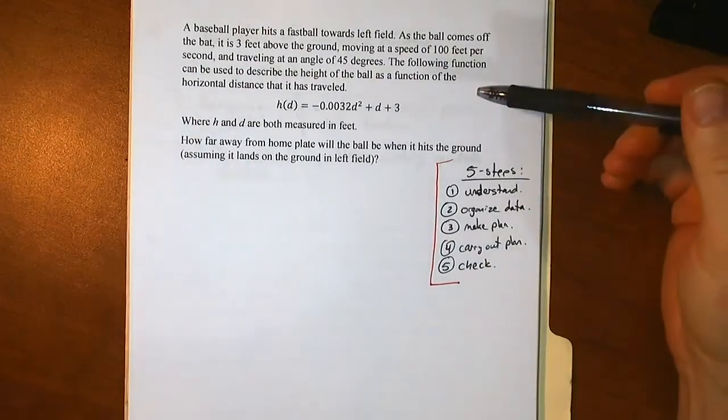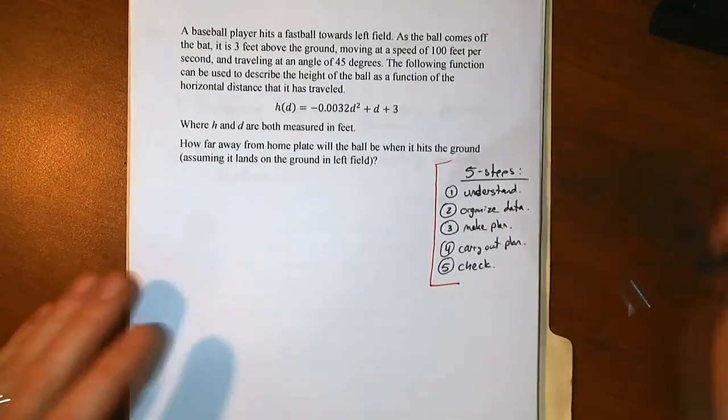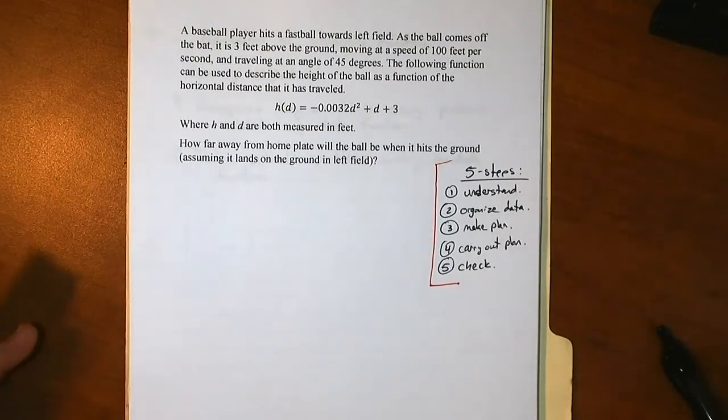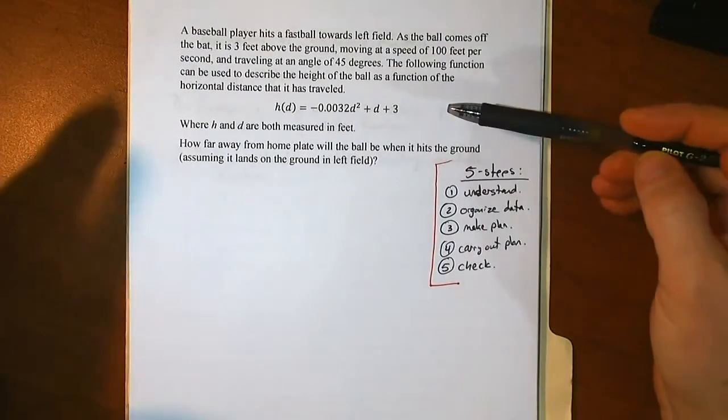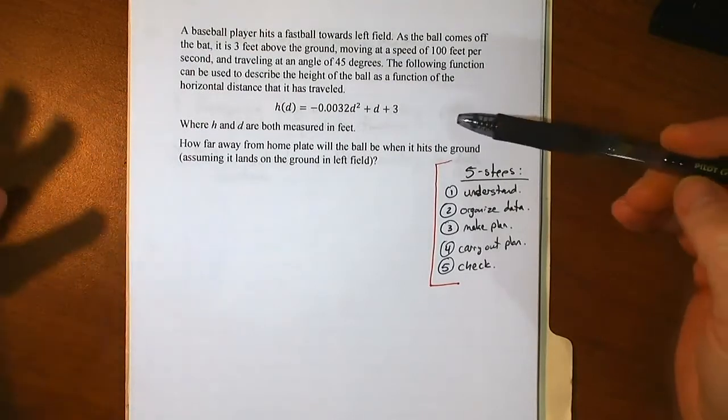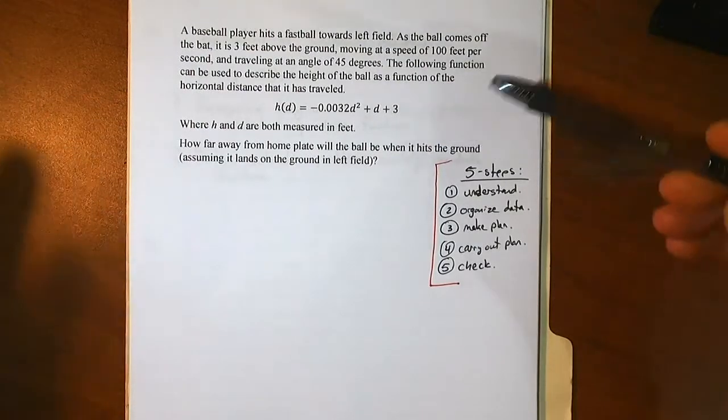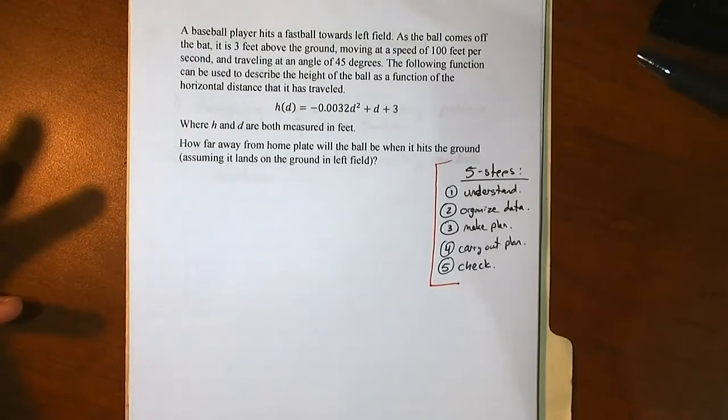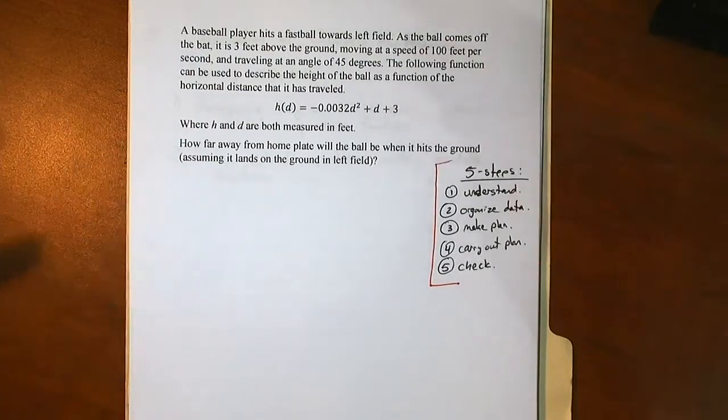So in this particular story, as we talk about the understanding part, the thing that I want to make sure I realize is that this is a story about a baseball player who has hit a ball. So he's up at bat, he hits a ball, the ball comes off of the end of his bat and flies towards left field, okay?